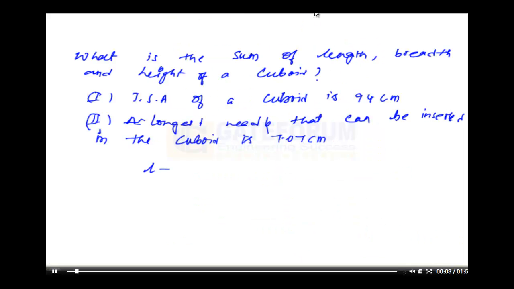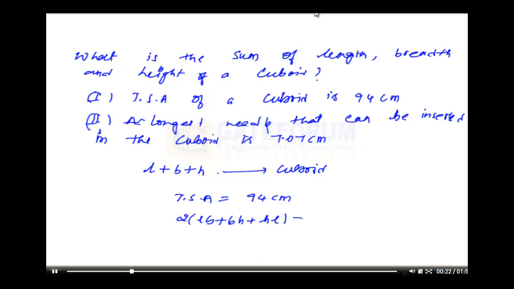Sum of length, breadth plus height of a cuboid. Now let us look into statement 1. It is given that total surface area of the cuboid is 94 centimeters. Now we know the formula of total surface area, which is 2 times of LB plus BH plus HL, that is equals to 94. Now from this equation, the values of L, B and H will not be unique. So definitely we cannot answer by only statement 1.